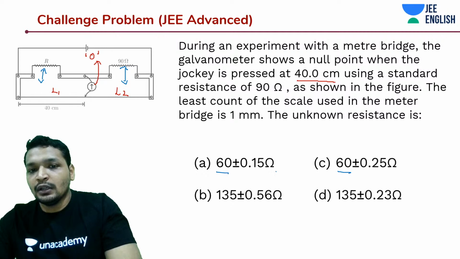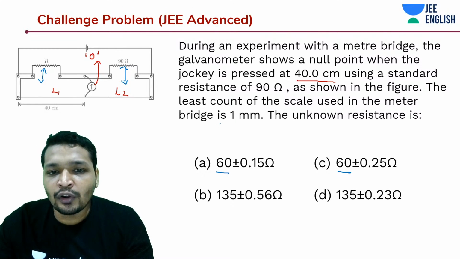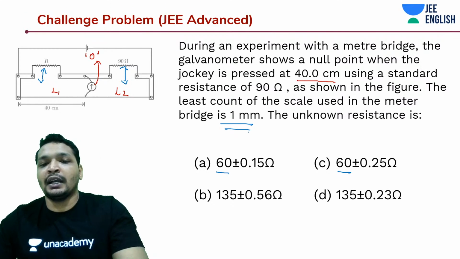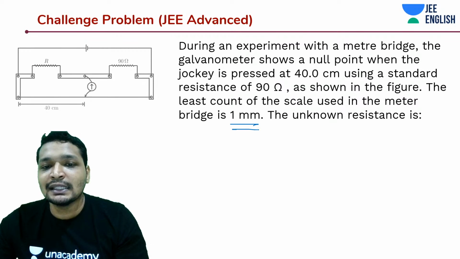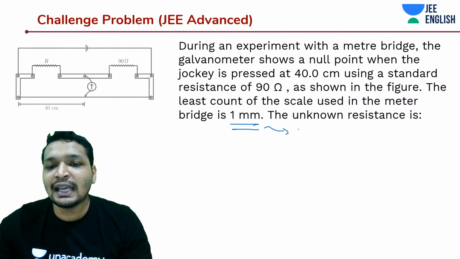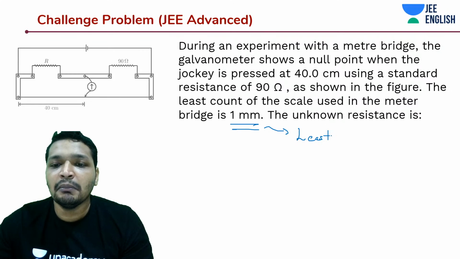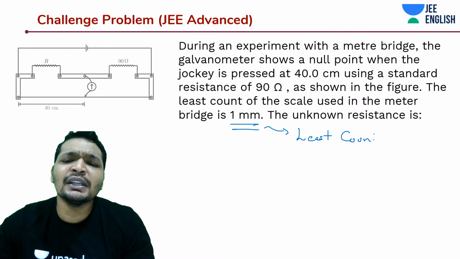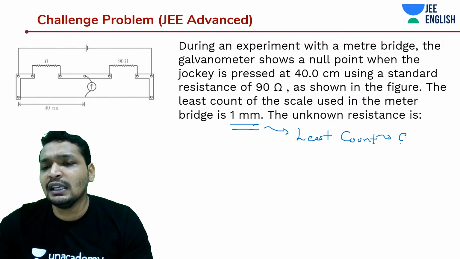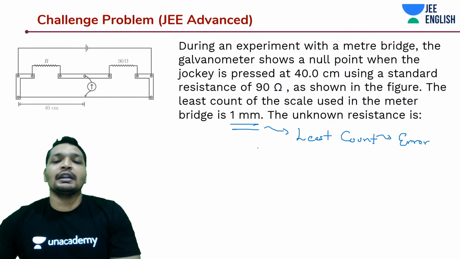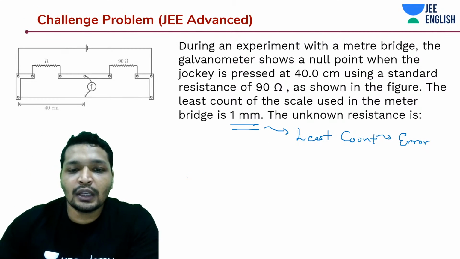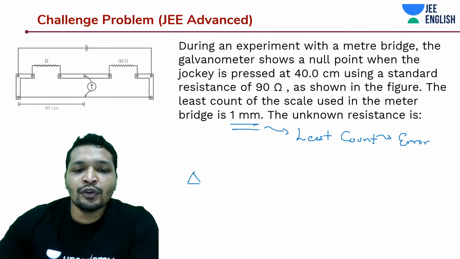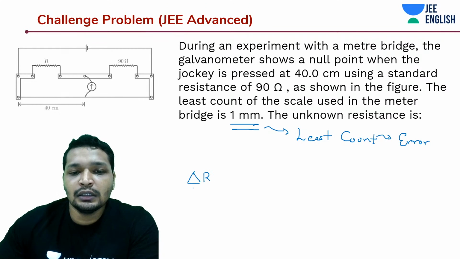So that's 260 ohms. One of the delta R is only that, either 0.25 or 0.15. We don't know. What is the least count of the meter bridge? It's 1 mm, guys. 1 mm is the least count. This can be the maximum precision, or this can be the error. This is the possible error in your measurement. Okay. And now you know delta R.